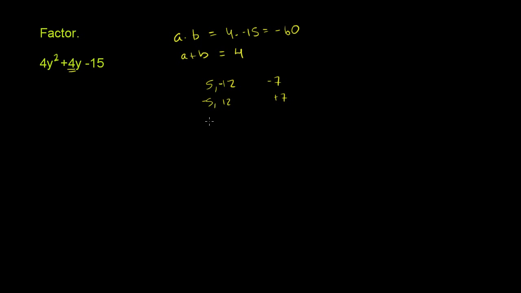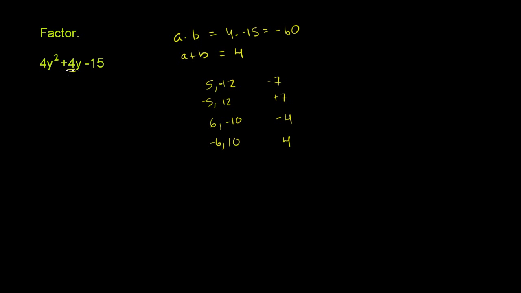What if we tried 6 and negative 10? Then you get a negative 4 if you added these two. We want a positive 4. So let's do negative 6 and 10. Negative 6 plus 10 is positive 4. So those will be our two numbers, negative 6 and positive 10.